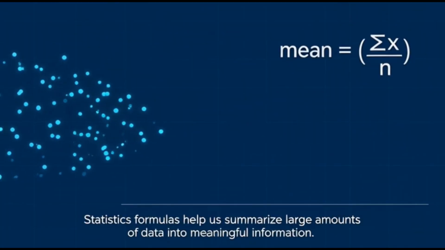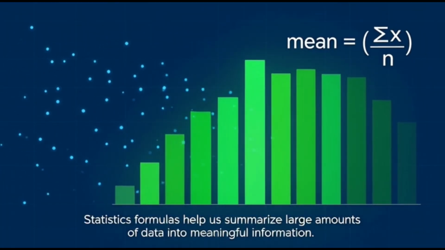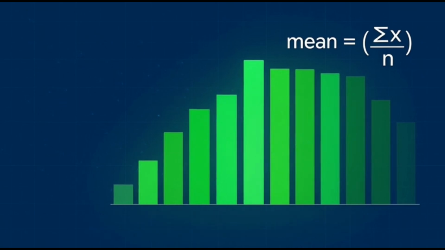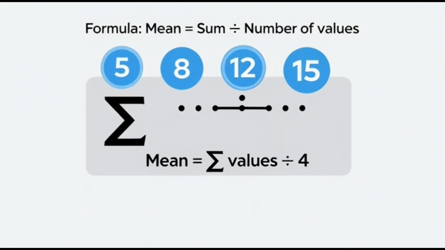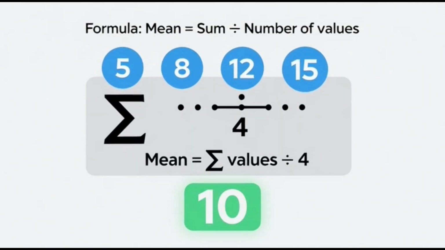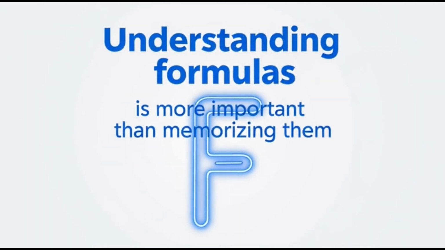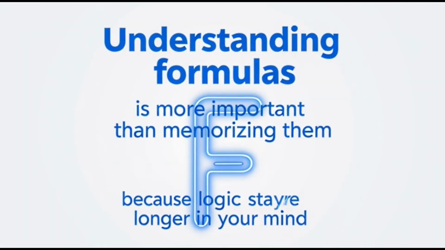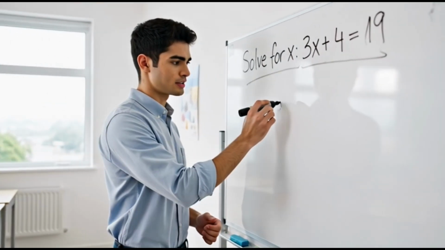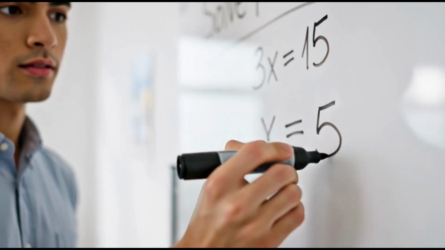Statistics formulas help us summarize large amounts of data into meaningful information. The mean, or average, is found by dividing the total sum of values by how many values exist. Understanding formulas is more important than memorizing them, because logic stays longer in your mind. When you know why a formula works, applying it in exams becomes faster and far more accurate.